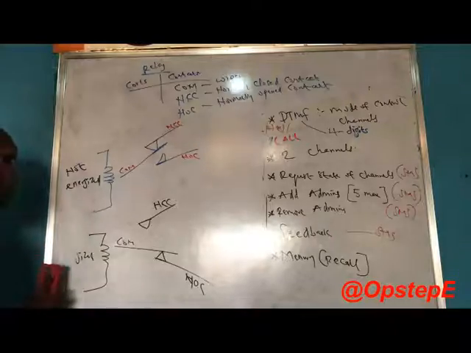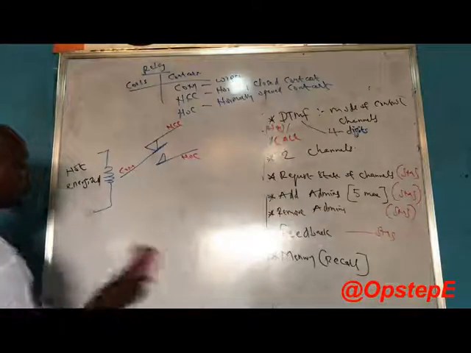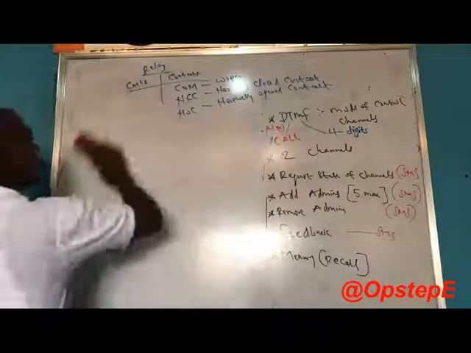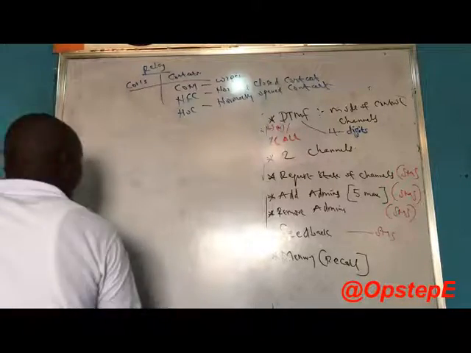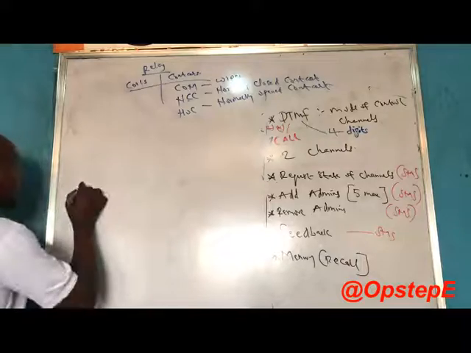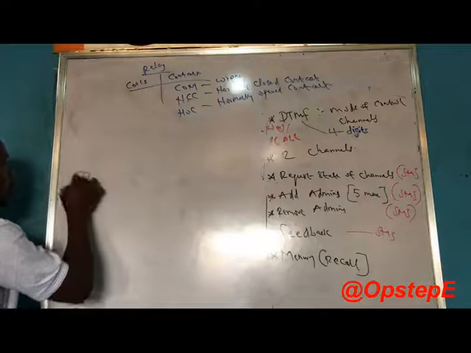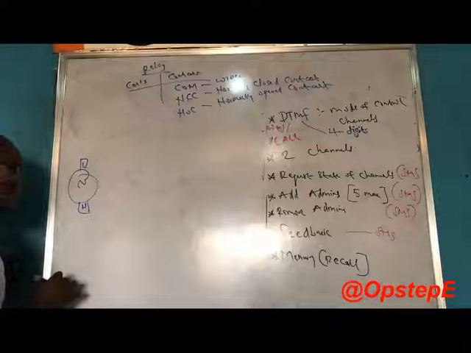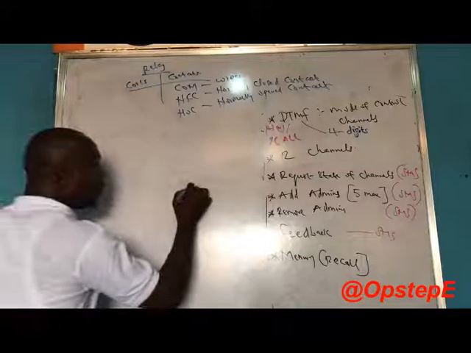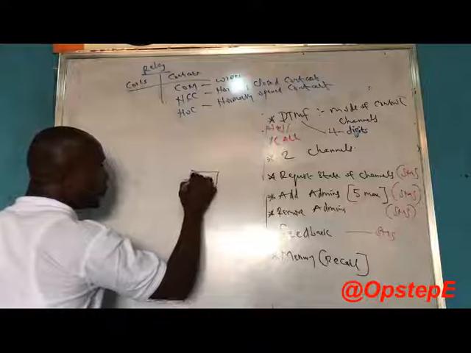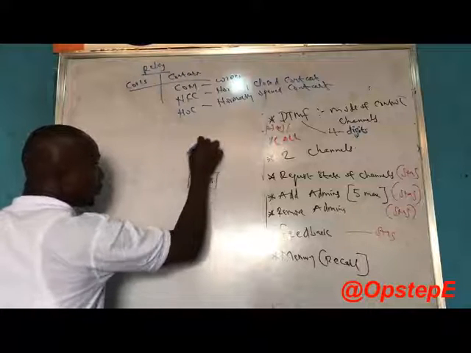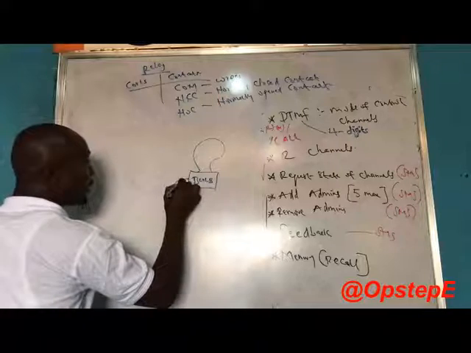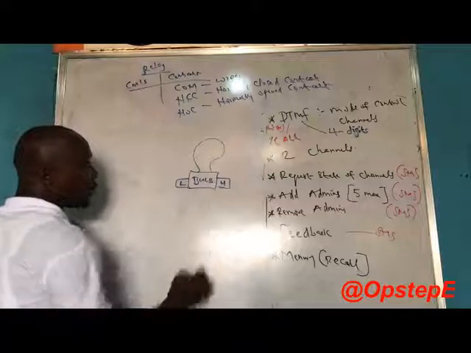Can I clean the board? Yes. Right. I'm just going to draw it, but let me show you. I want you to look at this. Assuming you have a source, this is your live, this is your neutral. And then you have a bulb. See, this is a bulb, and a bulb has a live side and a neutral side.